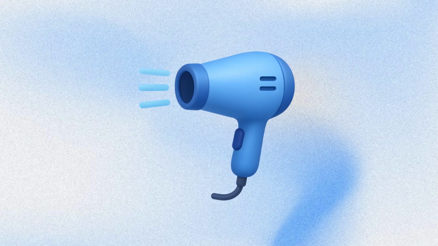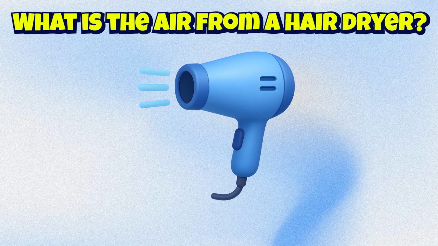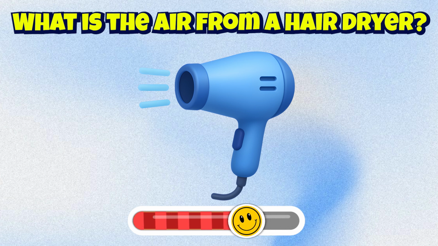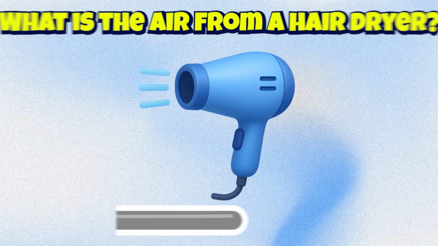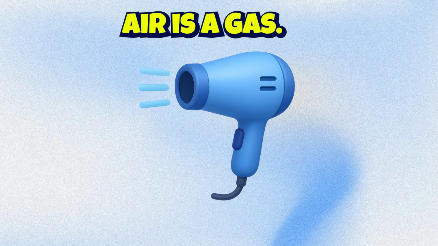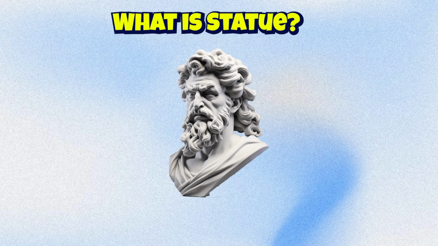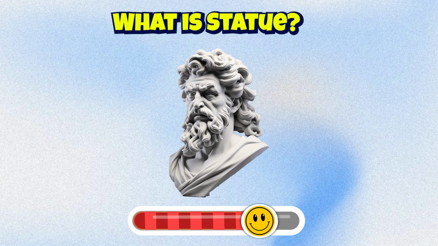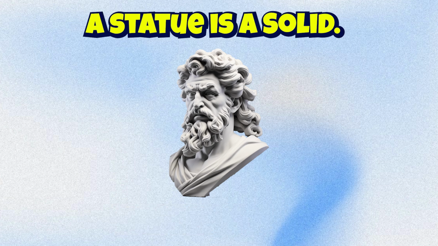Air from a hair dryer. What is the air from a hair dryer? Air is a gas. Statue. What is a statue? A statue is a solid.